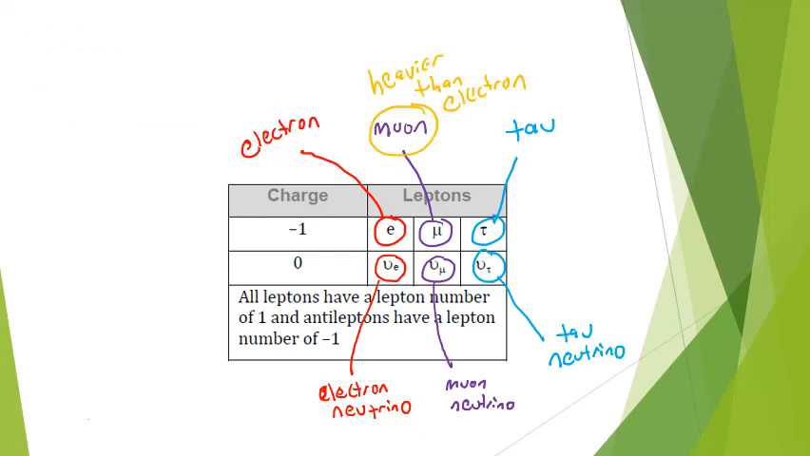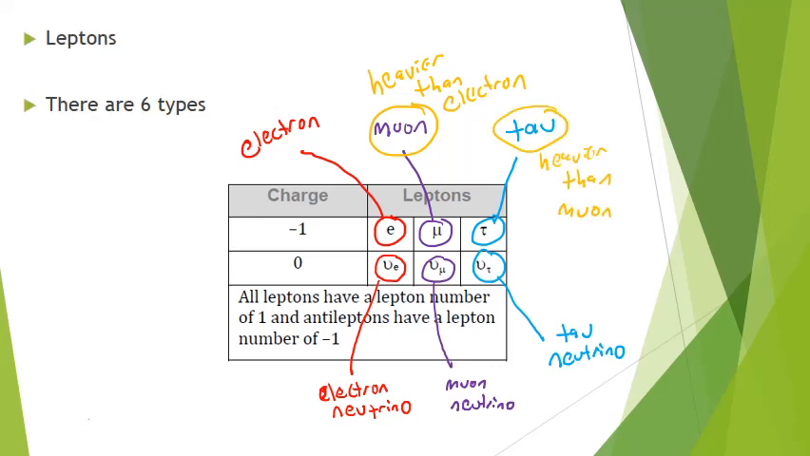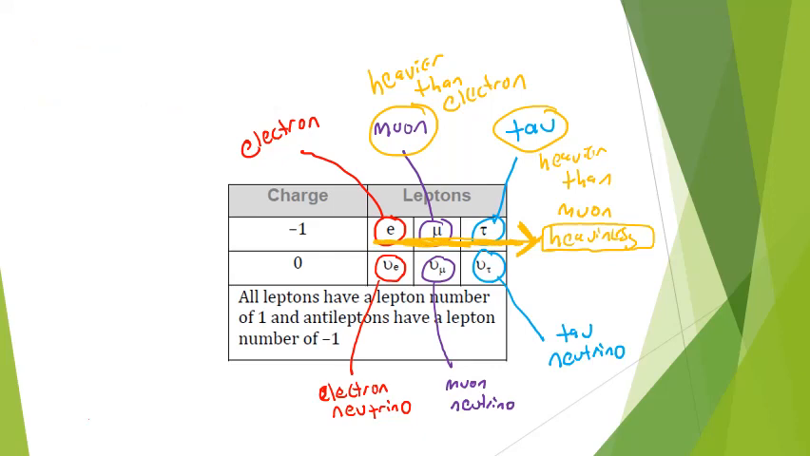Now, the muon is heavier than the electron. The tau is heavier than the muon. So if you work your way from left to right, it's heavier. The tau is heavier than the muon, the muon is heavier than the electron, and they're all a charge of -1.